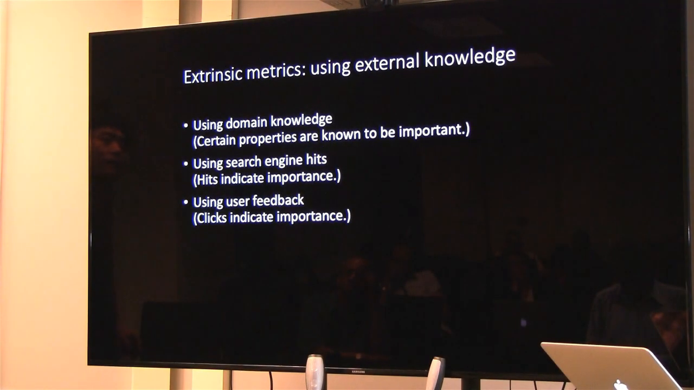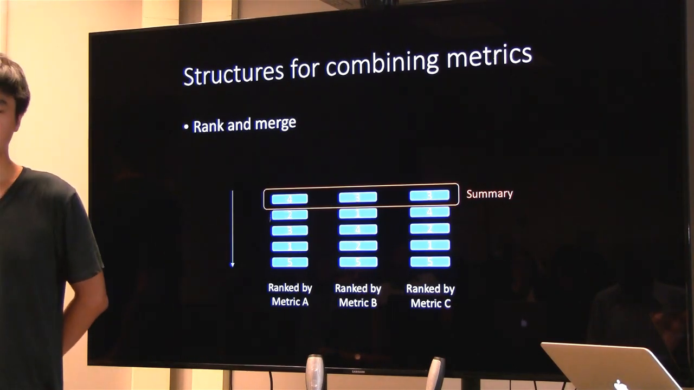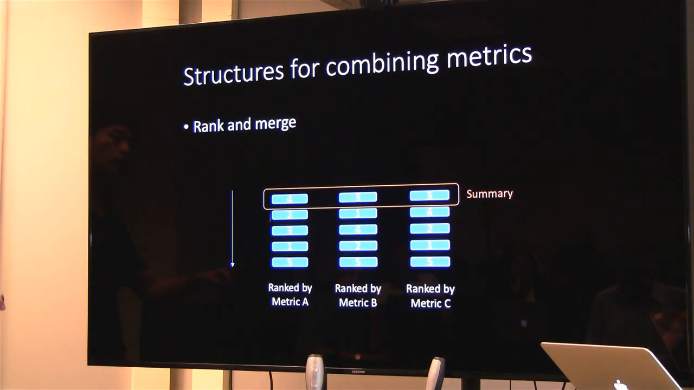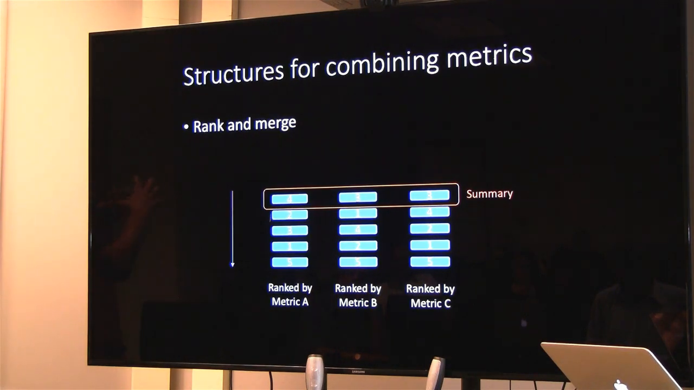Okay. And there are also some metrics that try to use some external knowledge. I don't want to go into detail here, but you can use domain knowledge, you can use search engine hits, you can use user feedback, and whatever data you have to improve your summarization approach. So we have seen many metrics, and if you look at the papers in the literature, they combine different metrics in different ways. For instance, here is one of the simplest strategies. We just use each metric to rank the property value pairs individually, and then combine the top ranked ones into a summary. That's a very simple strategy.